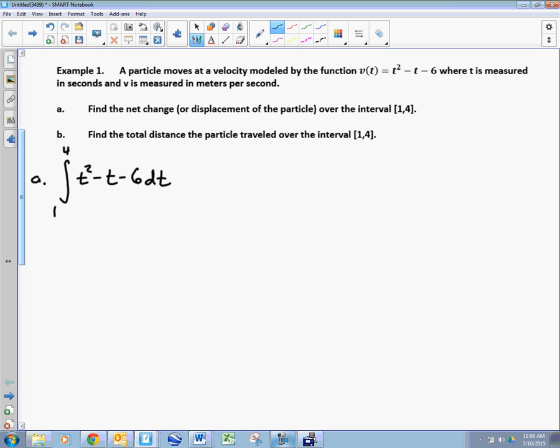So the point is that your displacement is different than the full distance that you traveled, correct? So we're just finding the displacement. How far is it from where it originally started? So I evaluate this. What's the antiderivative?